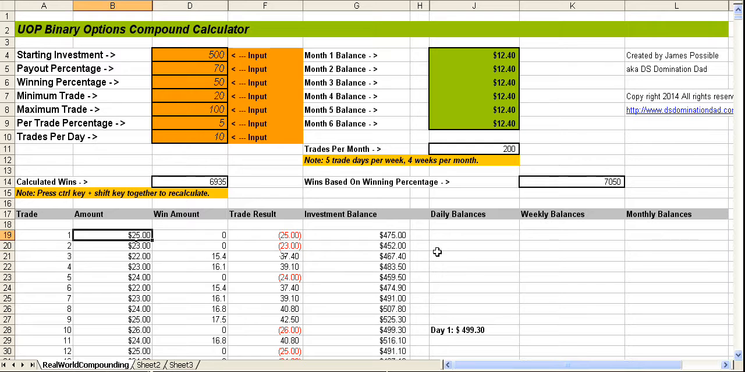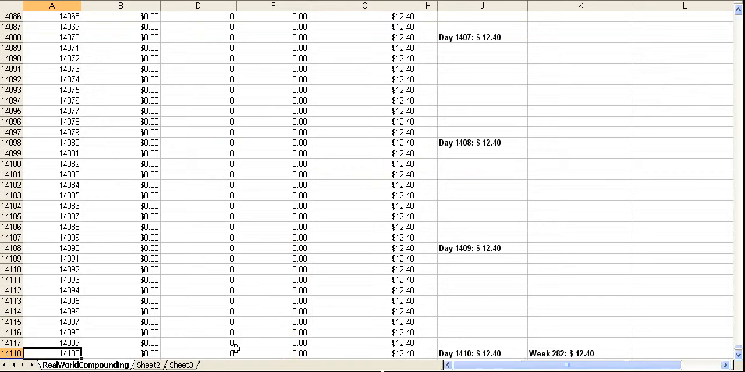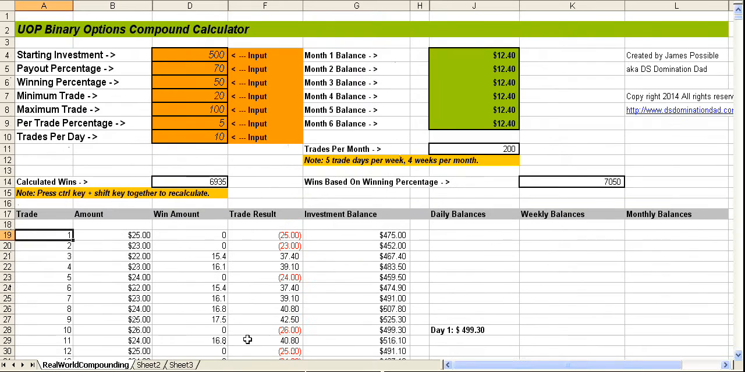We have two losses out of the box. Now, we are off a little bit, and let's look at this. Based on a 50% win-loss ratio, you should have approximately 7,050 wins within these 14,100 trades. The calculated wins in this particular instance are less than 7,000. So that could be pretty significant. That's about an 80 trade difference, somewhere in that area. So we want to adjust that.